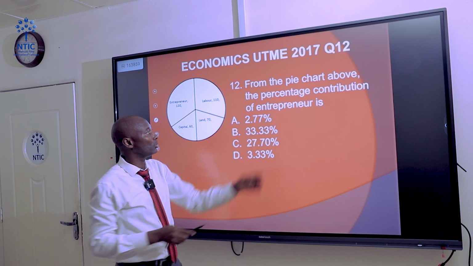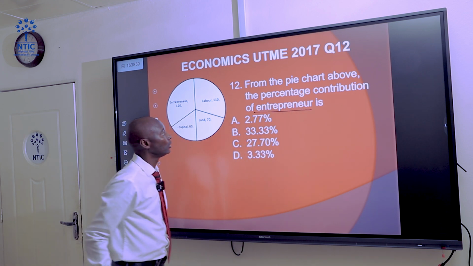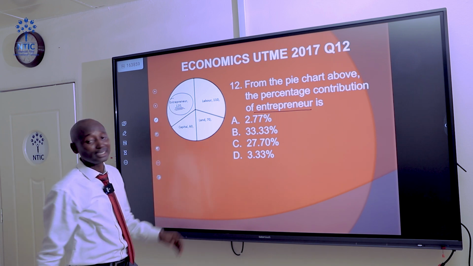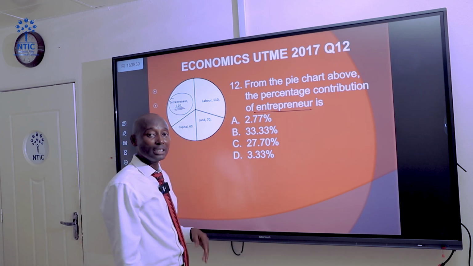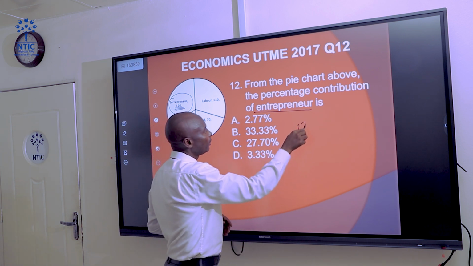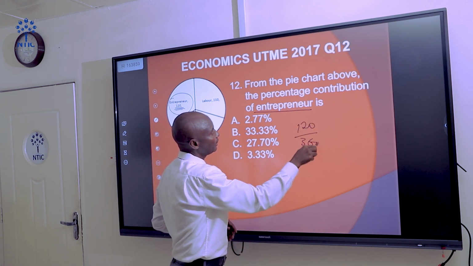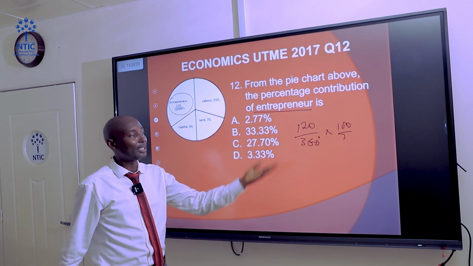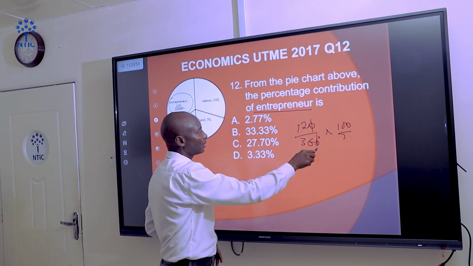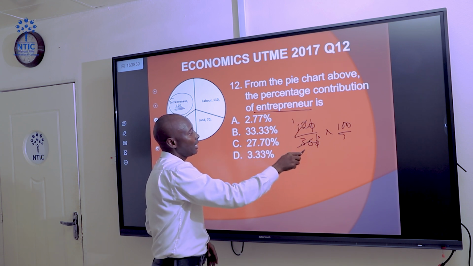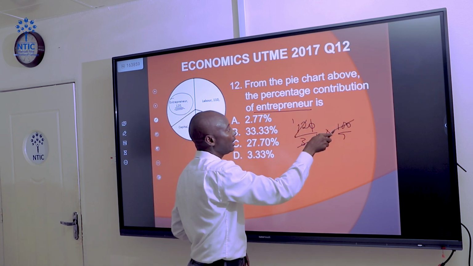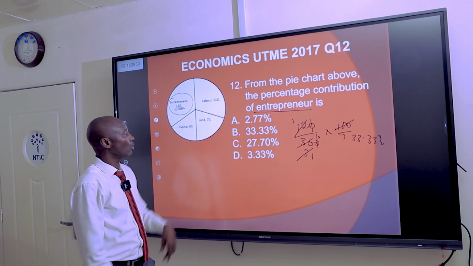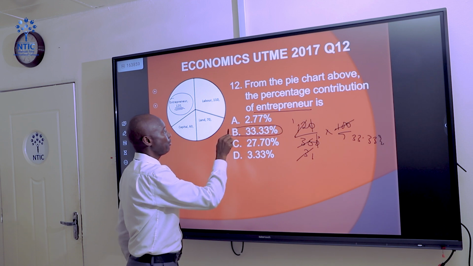The percentage contribution of entrepreneur is what? We have to identify entrepreneur here, and it has 120 degrees. So we have to convert the degrees into percentage, and we have 120 over 360 degrees multiplied by 100 over 1, because we are looking at the percentage. So we could cancel this here 1, this here 3. So 3 here 1, 3 here, we have 33.33%. So our answer lies in B.